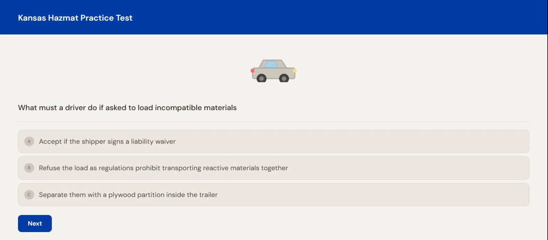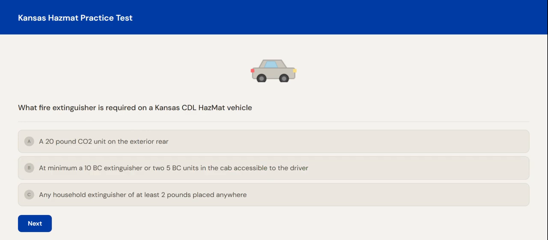Next point. What must a driver do if asked to load incompatible materials? Refuse the load. It is your license on the line. You cannot legally transport reactive materials in the same trailer.